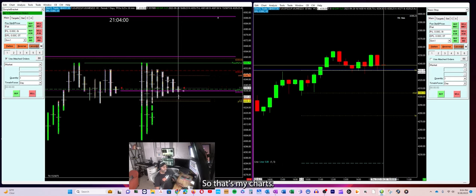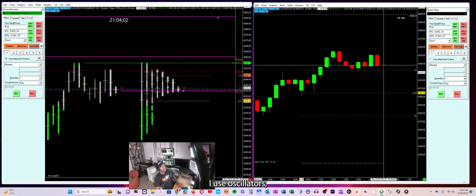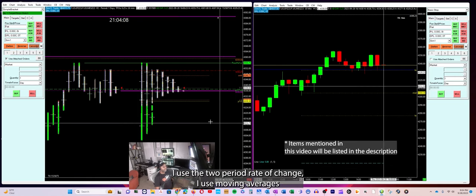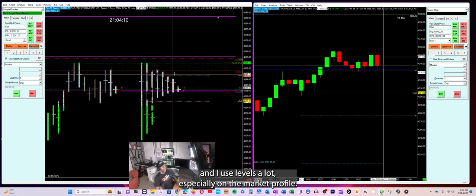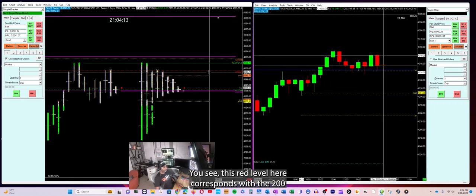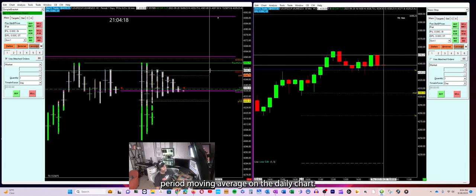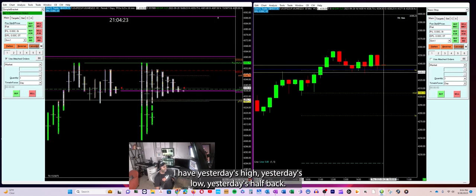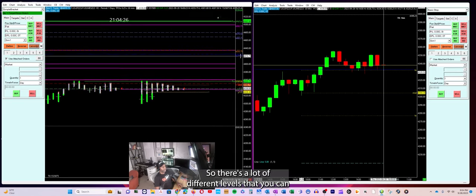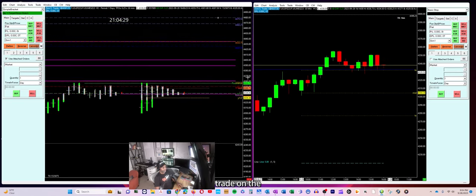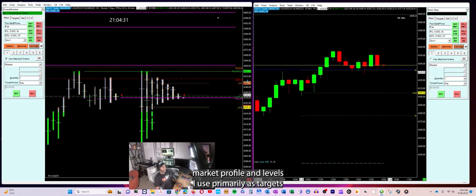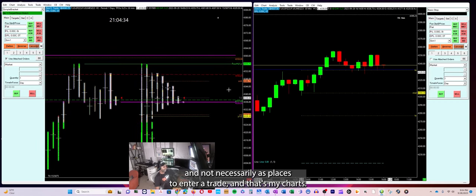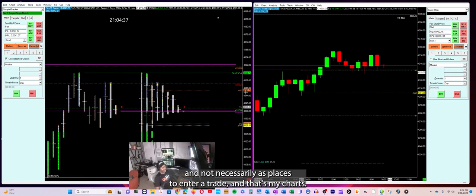So that's my charts. I use oscillators, I use the 2-period rate of change, I use moving averages, and I use levels a lot. Especially on the market profile, you see this red level here corresponds with the 200-period moving average on the daily chart. The green corresponds with the 5. I have yesterday's high, yesterday's low, yesterday's half back. So there's a lot of different levels that you can trade on the market profile. And levels I use primarily as targets, not necessarily as places to enter a trade.